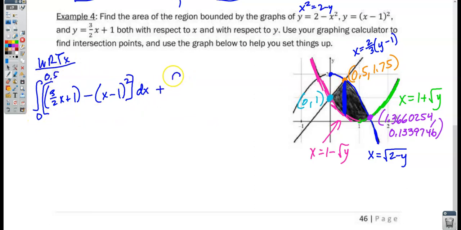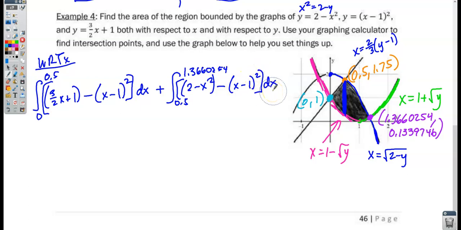And then we're going to add to that the integral from 0.5 all the way over to this intersection point, which is 1.3660254. And on that boundary, the upper region is y equals quantity 2 minus x squared. And the lower boundary is y equals quantity x minus 1 quantity squared. Okay, so we've got that set up.